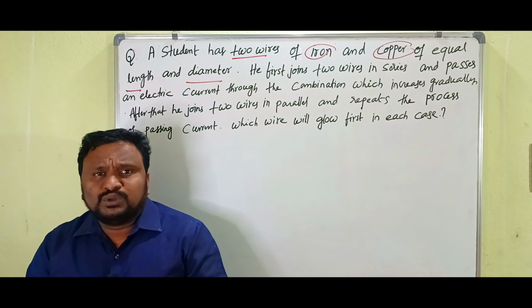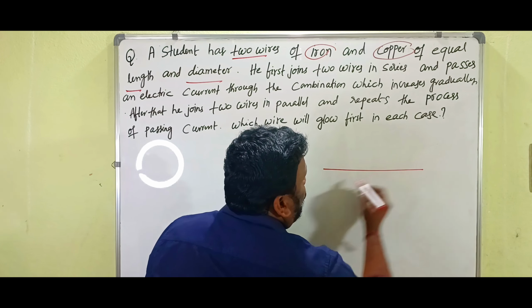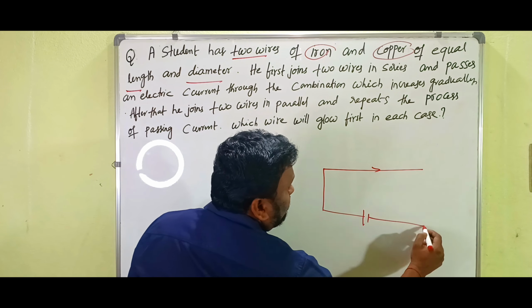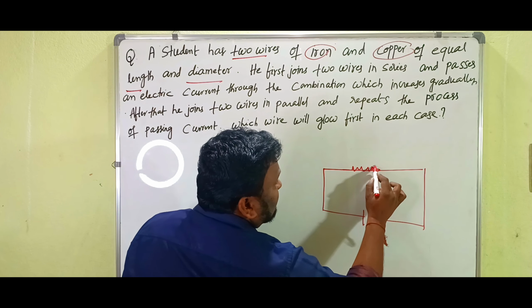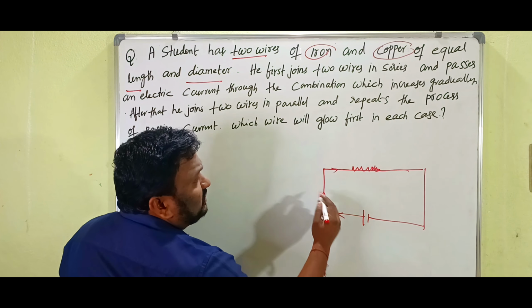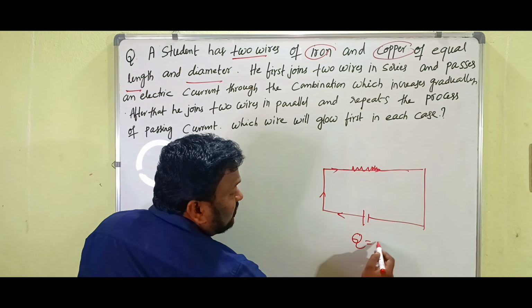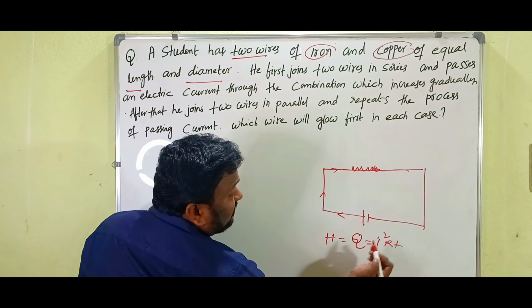Here we already know what the Joule effect is. When there is a wire connected to a battery, like an external resistance, and the current is passing through the particular resistor, the amount of heat liberated is equal to I square RT, or H equals I square RT.